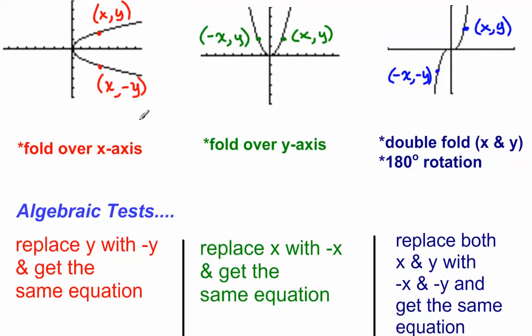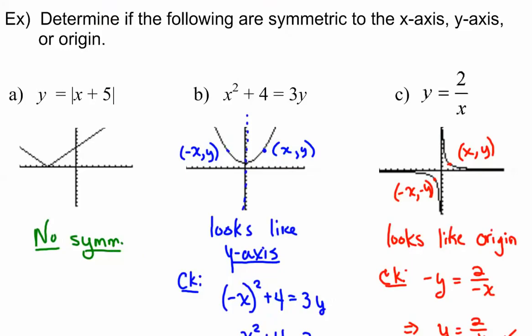To test for x-axis symmetry: if I replace the y by the negative y, I get the same equation. Doesn't matter which one, I'd still get the same x answer. For y-axis symmetry, if I replace x with negative x, I get the same thing. It doesn't matter if I use negative x or x, I still get the same y value. And for the origin symmetry, I can replace both x and y with their negatives, simplify, and I'll still have the original equation. Let's take a look at a couple examples.